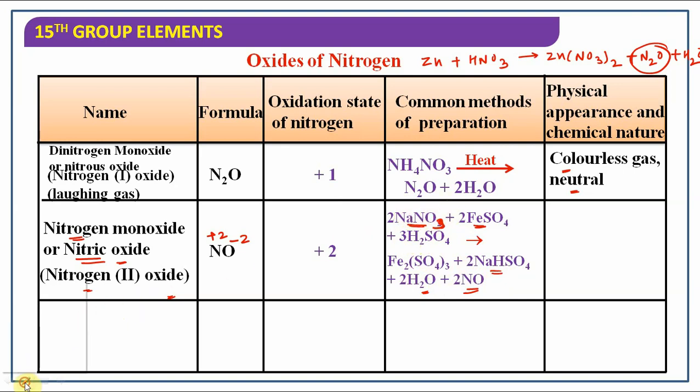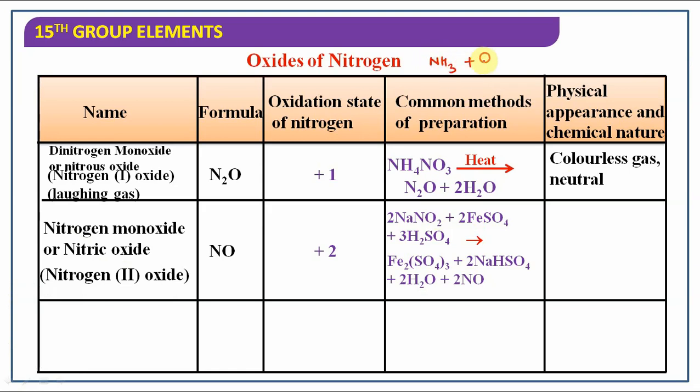Similarly, nitric oxide can also be prepared by catalytic oxidation of ammonia. Hope you remember we discussed this in the last lecture. It gives you NO plus H2O. Catalytic oxidation of ammonia gives you nitric oxide. It is the raw material for the preparation of nitric acid in Ostwald's process. Okay, let's see the chemical nature and physical appearance. It is also a colorless gas, and neutral. It is an example of a neutral oxide.